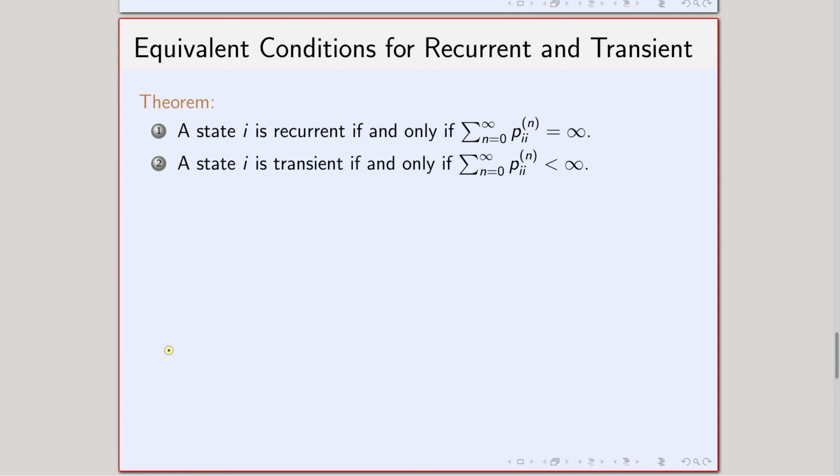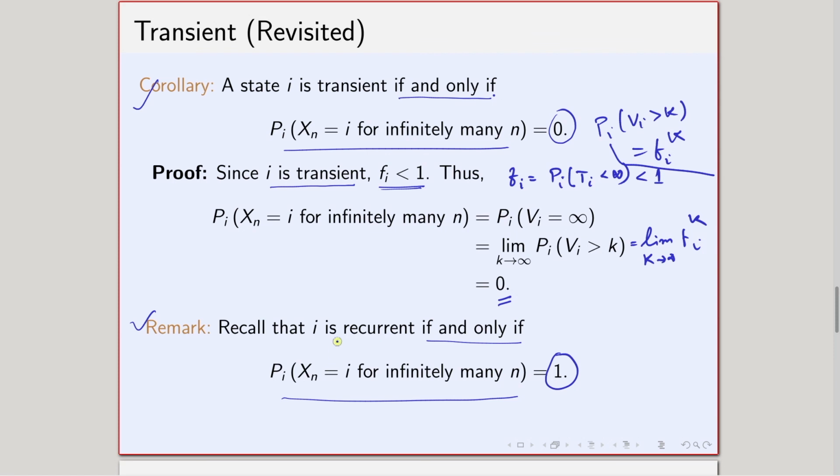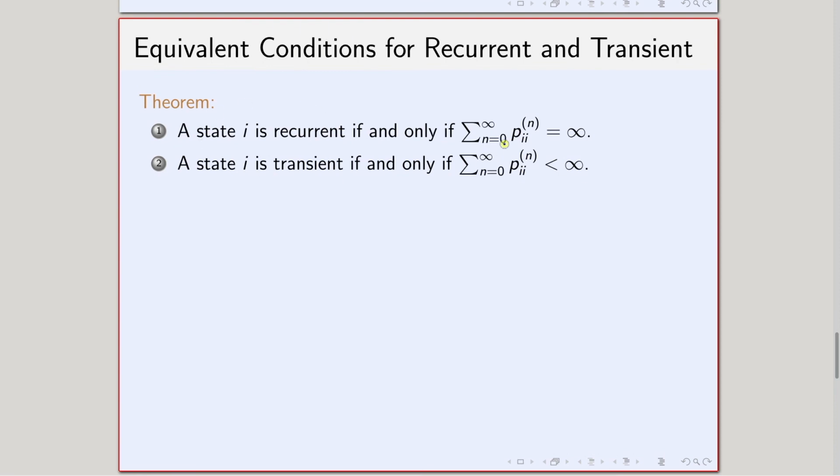This corollary and this remark are one set of necessary and sufficient conditions for transient. Another set of necessary and sufficient conditions for recurrence and transience is given here. It says that a state I is recurrent if and only if the summation over n equals 0 to infinity of p_ii^(n) equals infinity. Just recall that we defined Pij^(n) to be the probability that Xn equals j given X0 equals I, and we defined Pij^(0) to be 0 if I not equal to j and 1 if I equals j. This way we have defined.